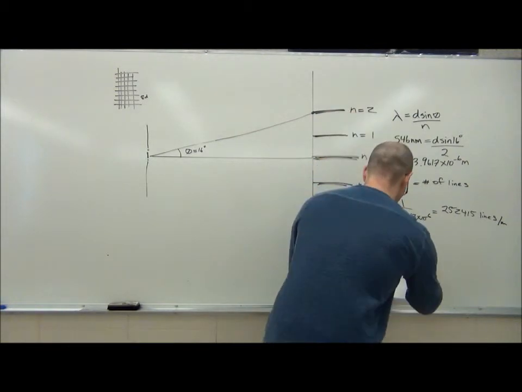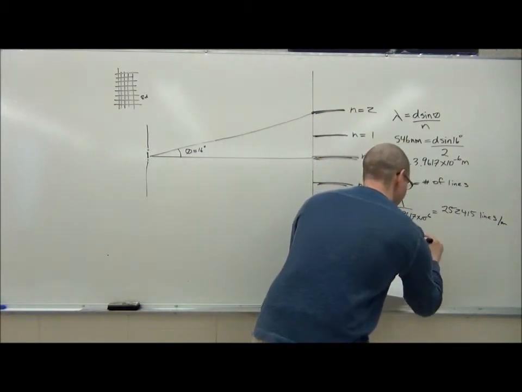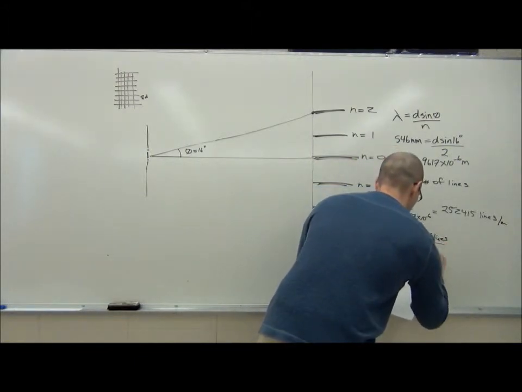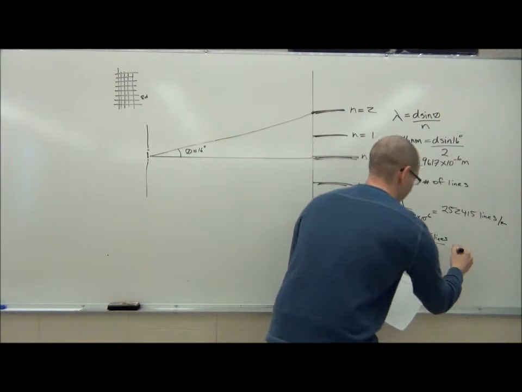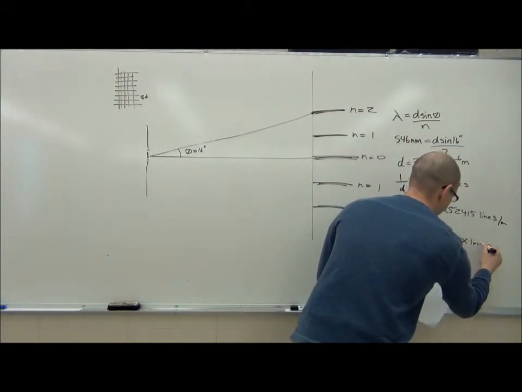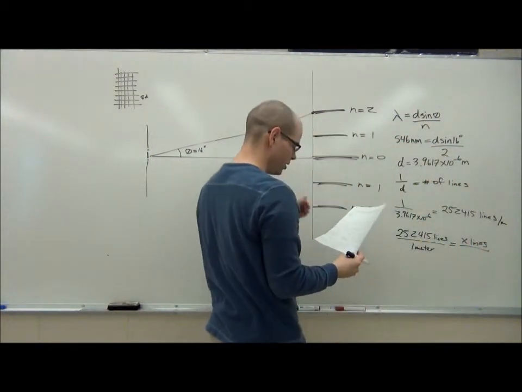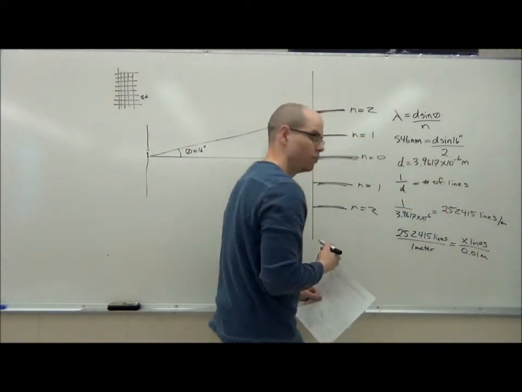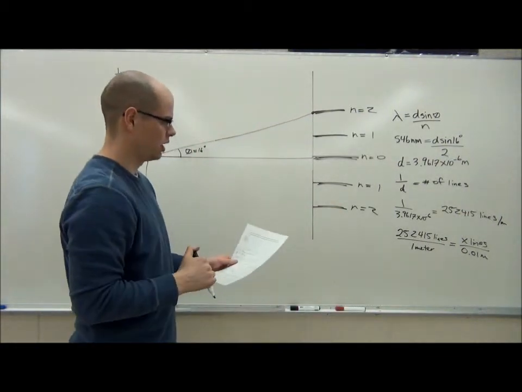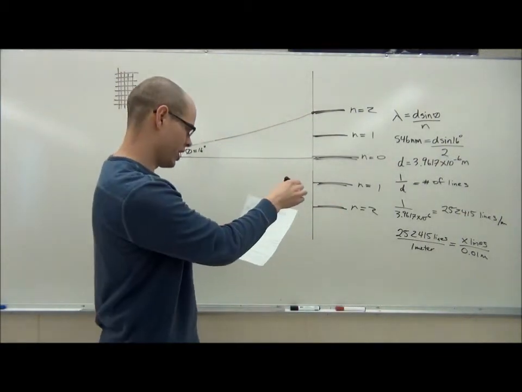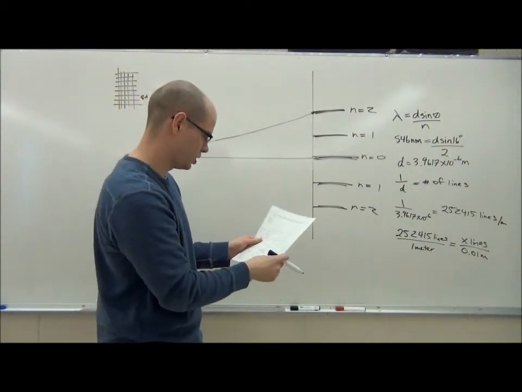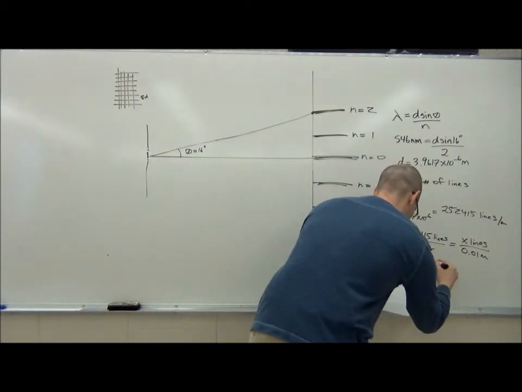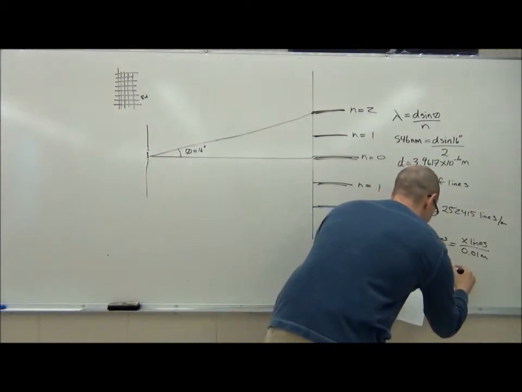On the left-hand side of my ratio, I'm going to have the 252,415 lines in 1 meter. And I want to know how many I have in 1 centimeter. So on the other side, I'm going to have x lines, my unknown, over 0.01 meters, because 1 centimeter is a hundredth of a meter. If you solve that proportion, you'll find that there are 2,524 lines in a centimeter.